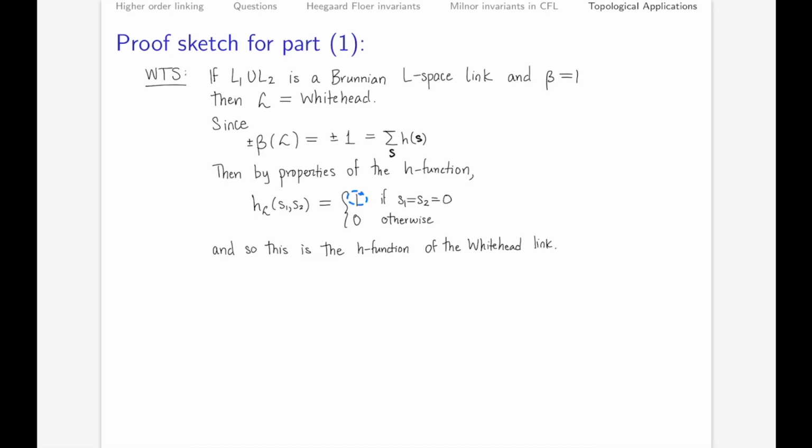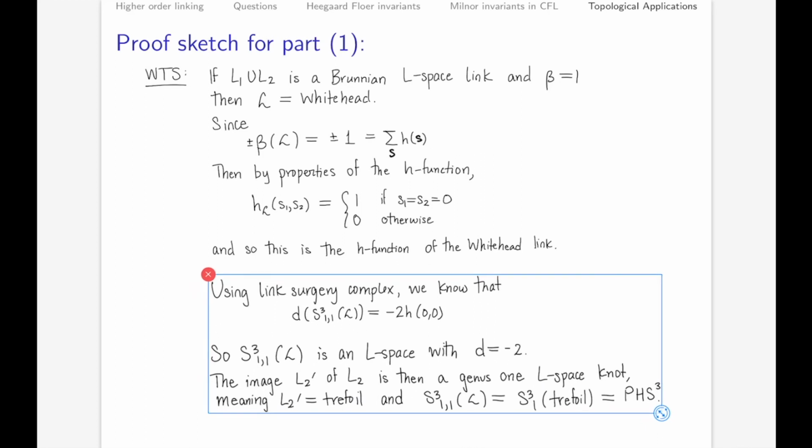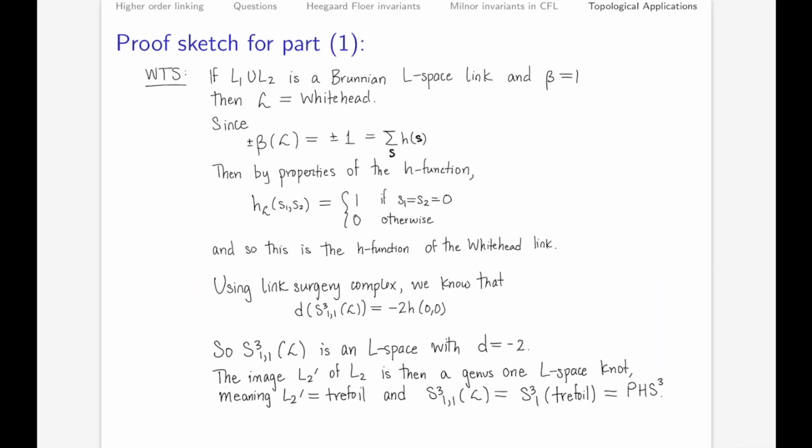It's going to be 1 when S1 and S2 are both 0, and it's going to be 0 otherwise. If you remember from our example before, this is actually the little h function of the Whitehead link. From here, we want to argue that this is enough information to actually pin it down as the Whitehead link itself. For that, what we do is we look at the link surgery complex.